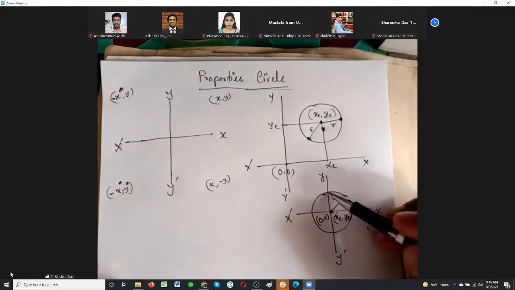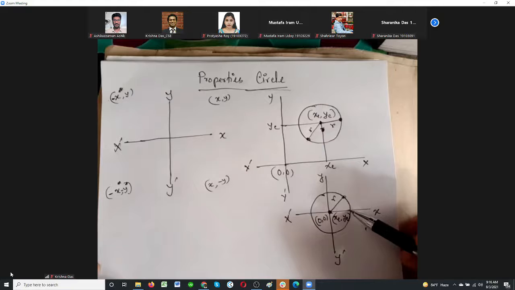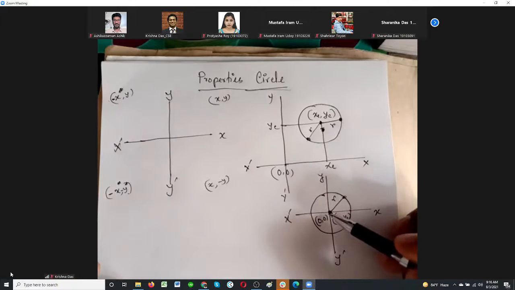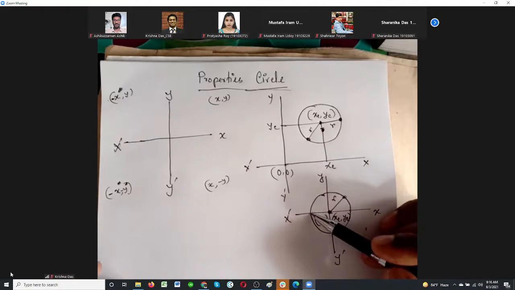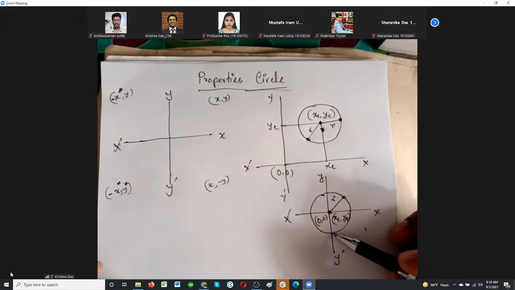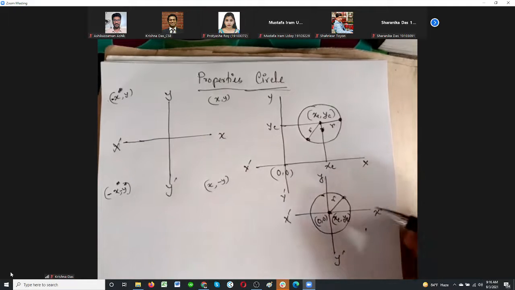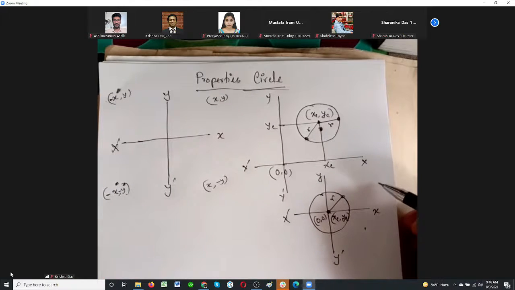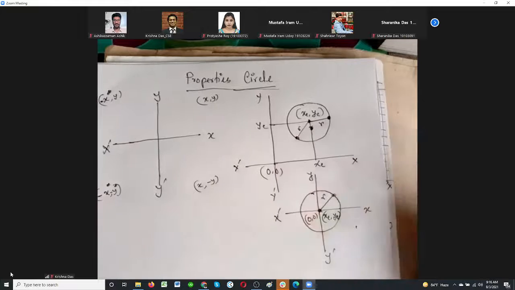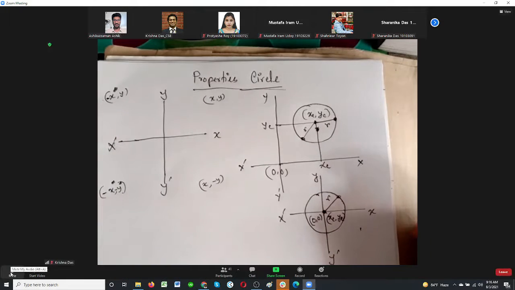This will be what? 0, 6, right? This will be what? 6, 0. This will be what? Minus 6, 0. And this will be what? 0, minus 6. You see, you already have 4 coordinate values. You only know that my radius is 6. Do you get my point? Yes, sir. Got it. Yes.